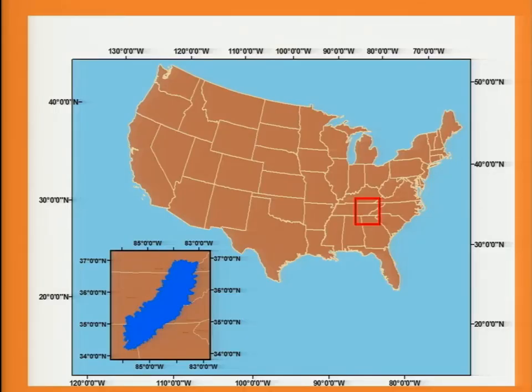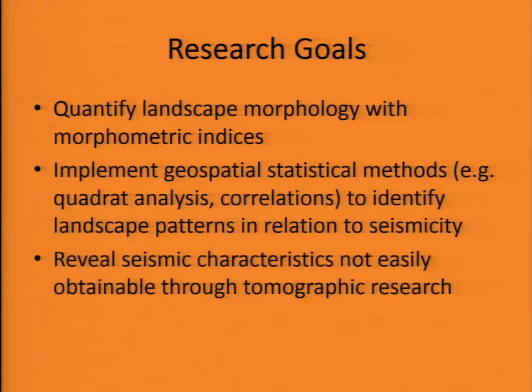So this is my study area here. We're going to zoom in a little bit into this block. These are the study watersheds that I used in my analysis, just a blown up view right here. So the goals of my research: I told you before I was going to take a different approach, not using seismic wave data, but looking at the landscape. We'll get into this a little bit on the next slide, but I'm going to use what are called morphometric indices that are used to quantify landscape shape.